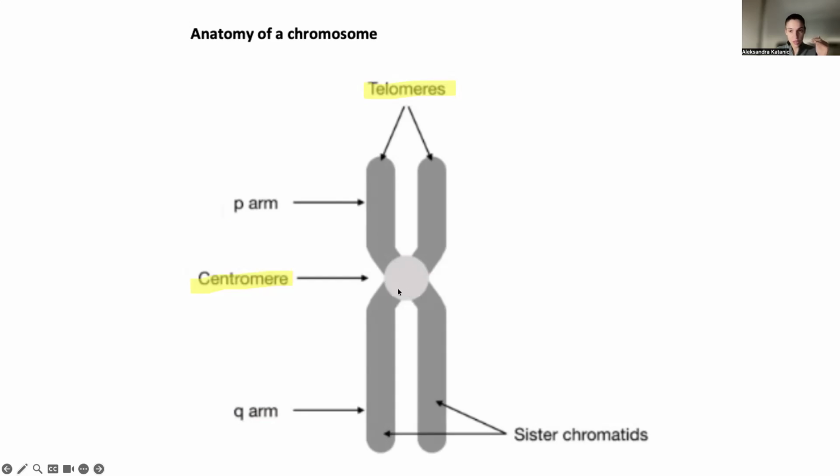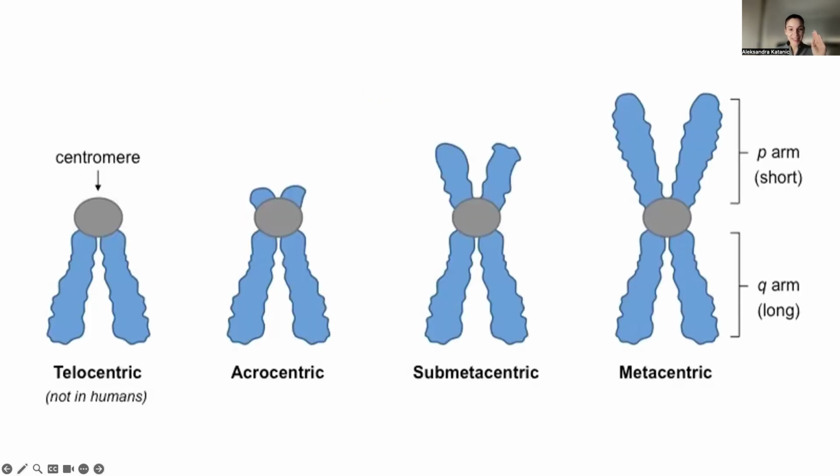The centromere is really important because during cell division, this is where the spindle fibers attach to pull the sister chromatids apart. Now, as mentioned, it's not always central to the chromosome, so sometimes it can look a little bit different, and there's other ways. Telocentric is not in humans, so if we're studying humans, disregard that one.